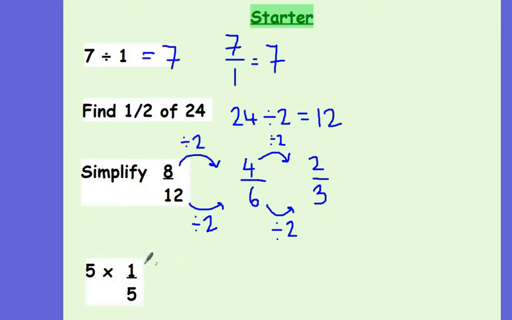And finally, I want to find 5 times 1/5. Well, if we had bars, we'd have 5 bars, and I'd colour in 1/5 of each of those bars. So 5 times 1/5 is just equal to 1. Don't worry, we're going to do lots of practice on this in today's lesson.